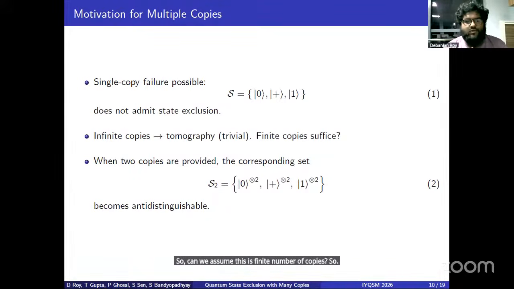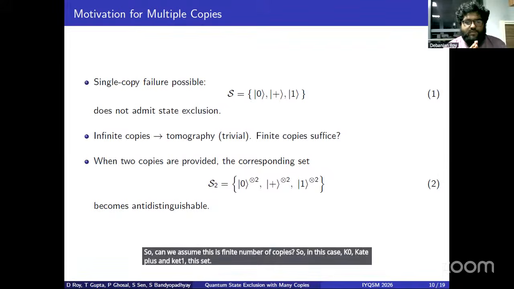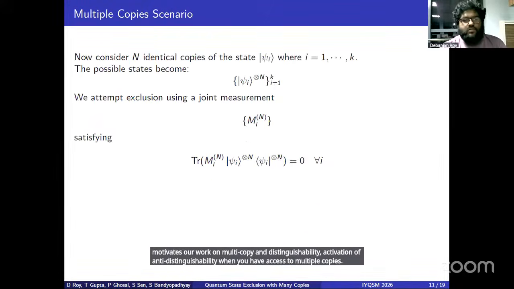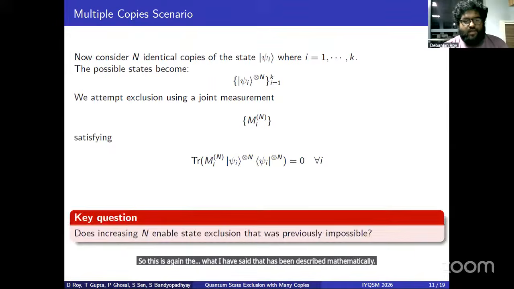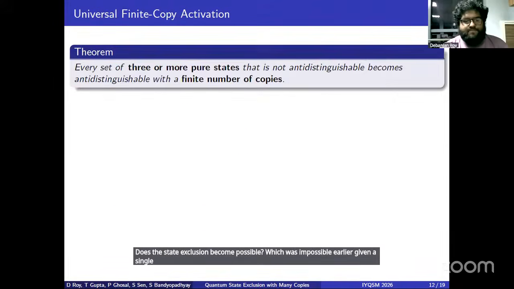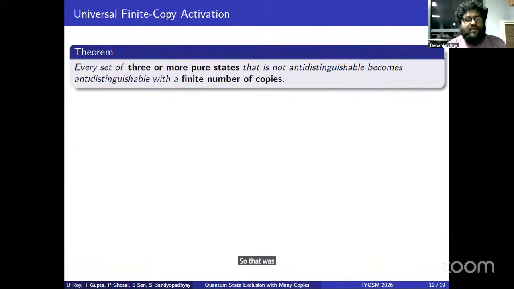In this case, for K0, K plus, and K1, if we have 2 copies of the state, then with joint measurement, we can achieve anti-distinguishability. That actually motivates our work on multi-copy anti-distinguishability, the activation of anti-distinguishability when you have access to multiple copies. This is what I have said, described mathematically. To recall, the key question was: if we increase the number of copies, does state exclusion become possible, which was impossible earlier given a single copy? That was answered by our first theorem.